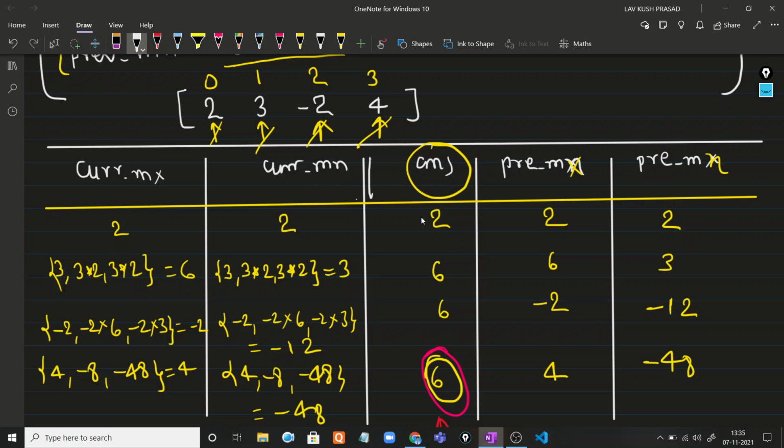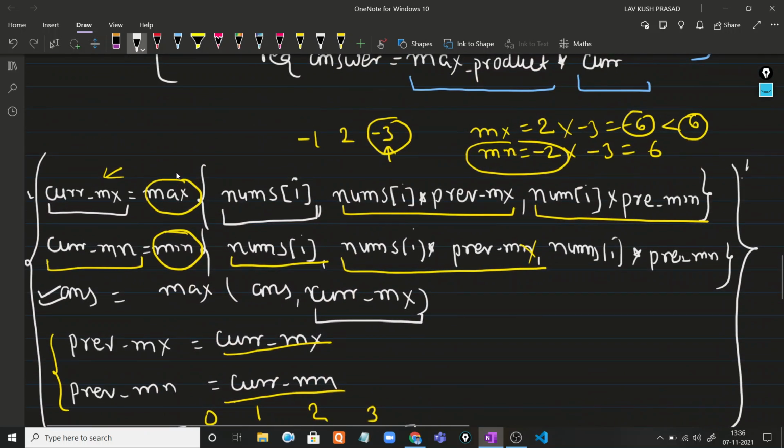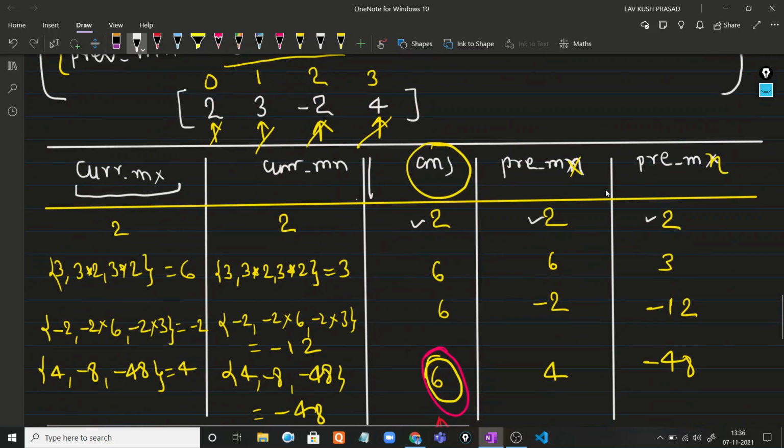Using the above formula, like current mean, answer, and in the previous one also. What is the current max? The current max is the maximum out of nums[i], nums[i] times previous max, and nums[i] times previous mean. Okay, so here we also do a similar step, and in the similar step we take the maximum, and here the maximum is 3, 6 and 6.